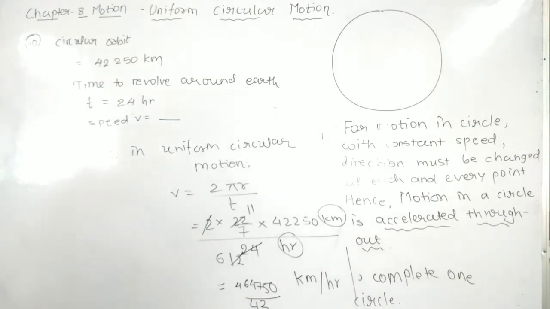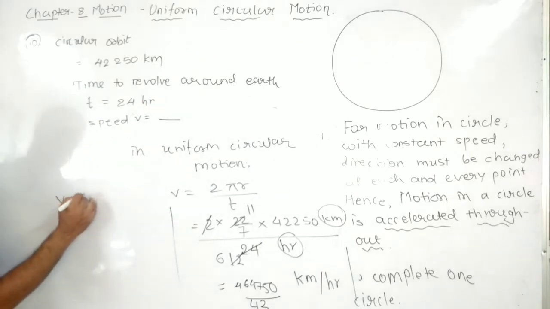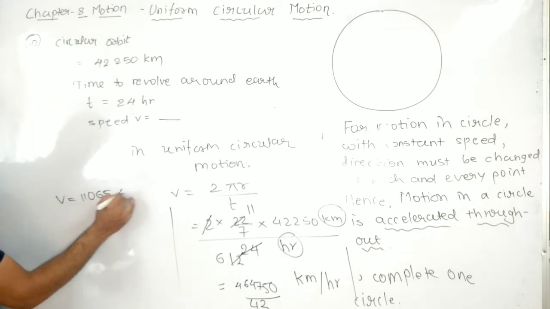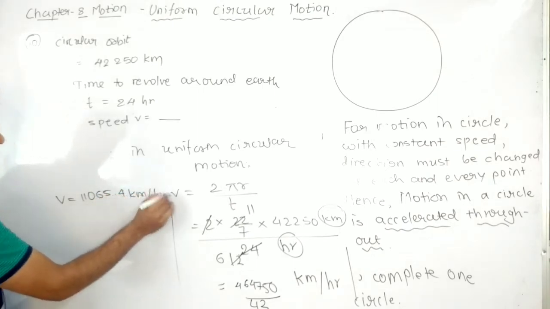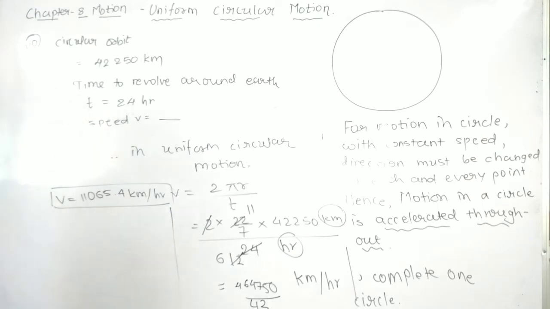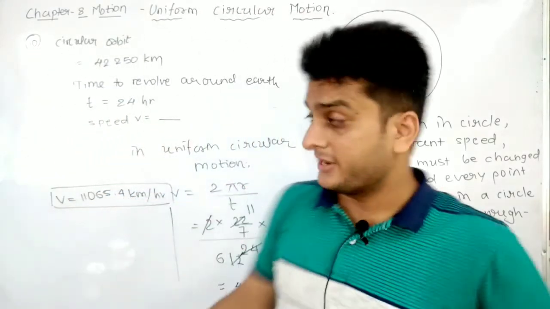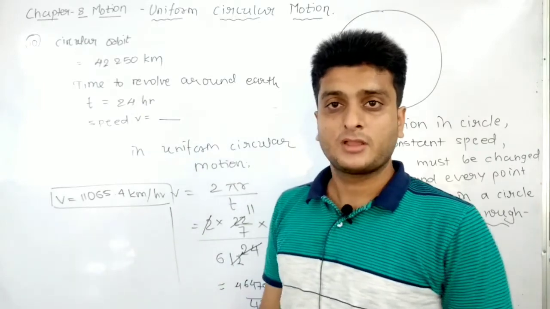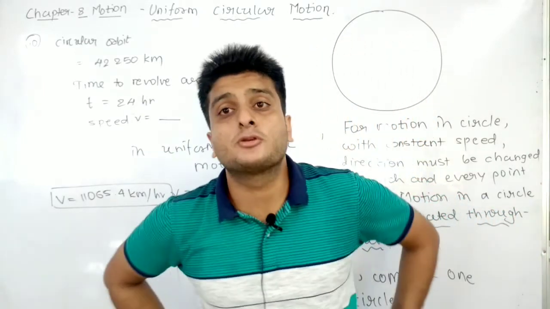Okay, is it visible? It is not visible, so I will make it clear here. Velocity will come as 11065.4 kilometer per hour. This will be the velocity of an object which is revolving around the earth in this radius, taking this time. Okay, so this is your uniform circular motion.